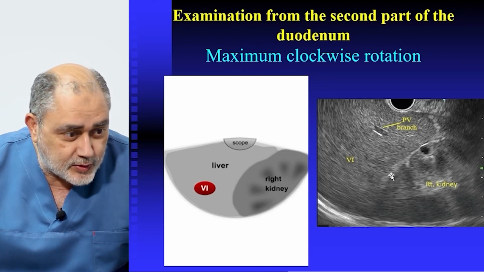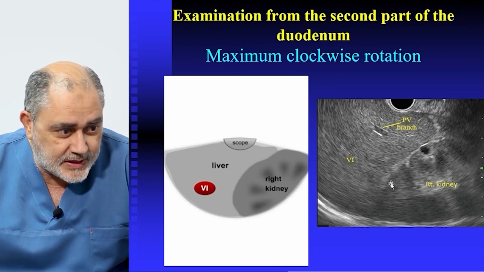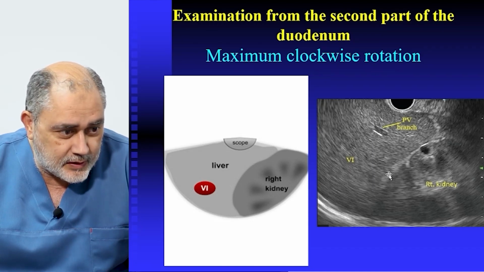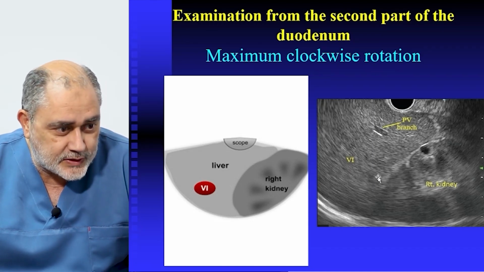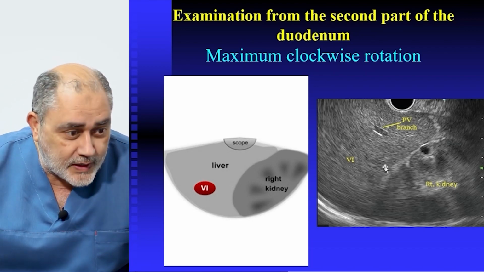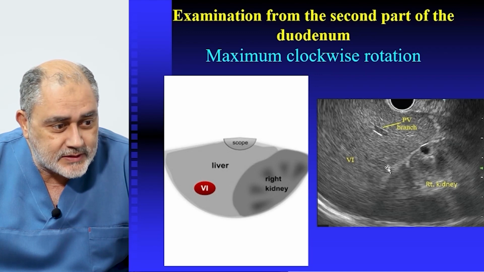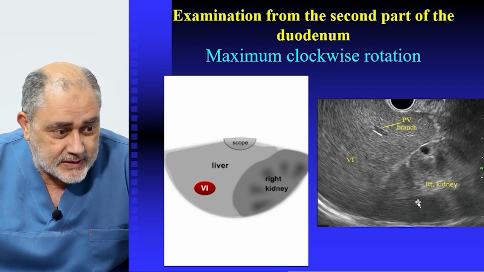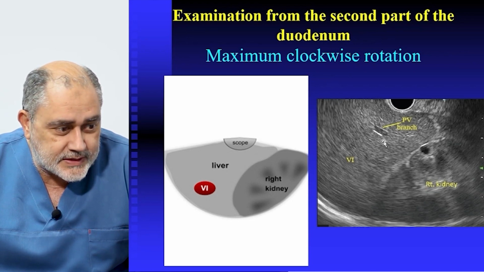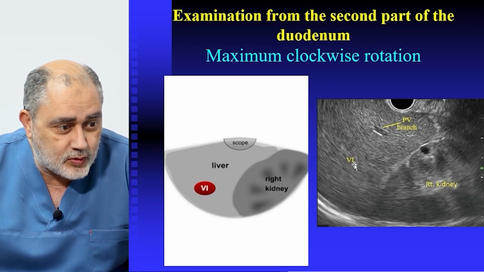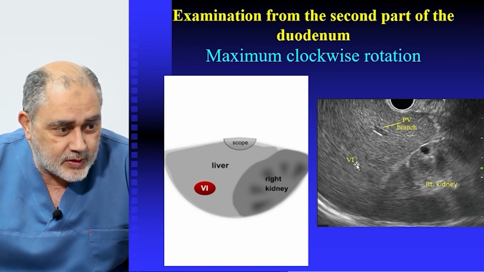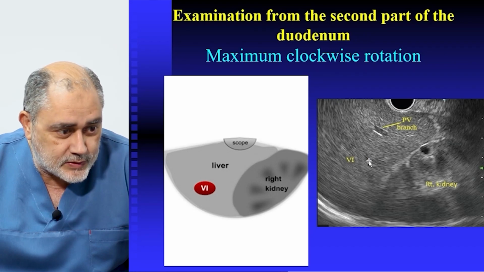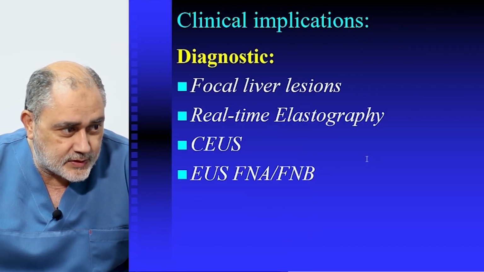Then we will go to the second part of the duodenum, locate the papilla at the medial wall of the second part of the duodenum, and then we do clockwise rotation 180 degrees to look at the lateral wall. When we look at the lateral wall of the mid-second part of the duodenum, we can see the right kidney, and here the part of the liver related to the right kidney is segment 6. So I can see segment 6 also from the second part of the duodenum.